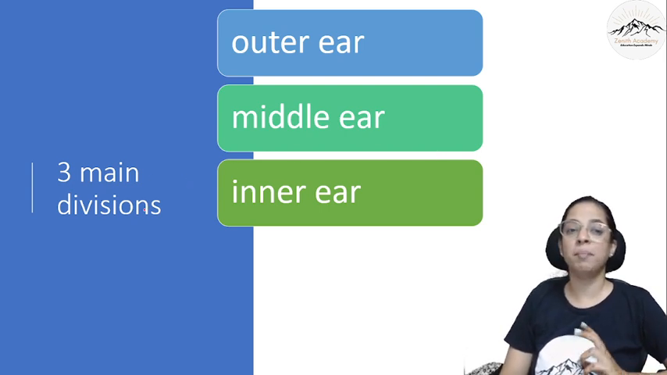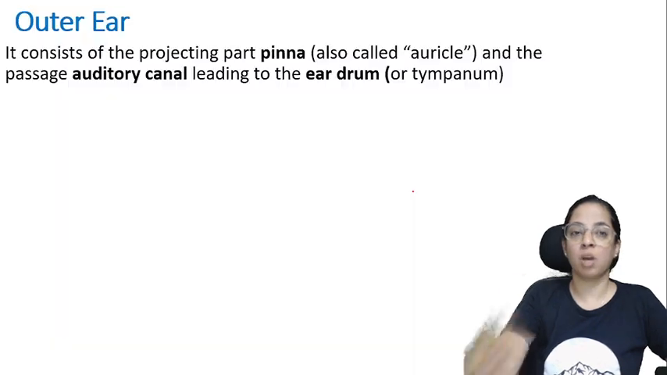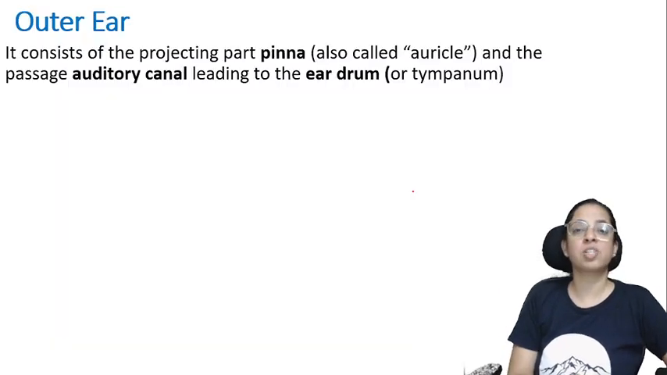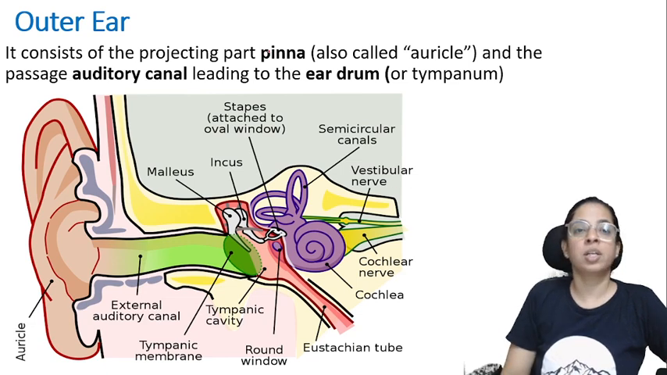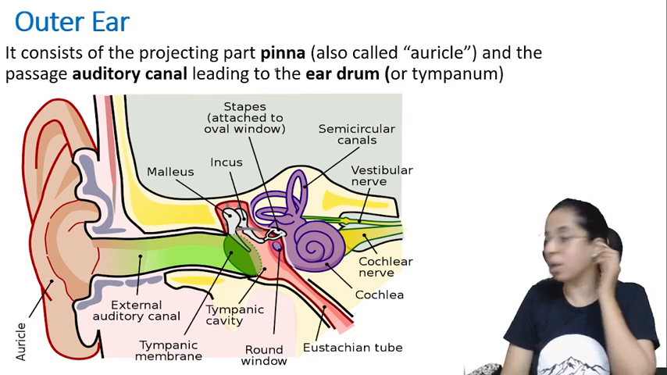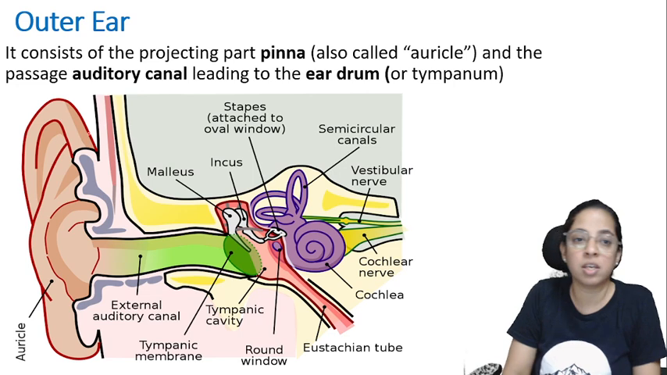So there are three main divisions of our ear: outer ear, middle ear and inner ear. So let's talk about each one of them in detail. First of all, let's talk about outer ear. Okay, so it consists of the projecting part pinna. So this is the pinna part. Can you see here in the diagram?